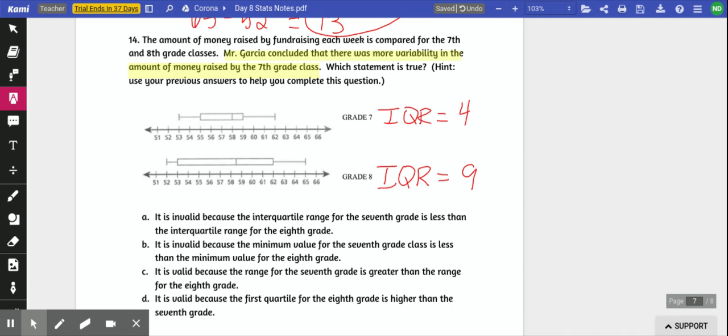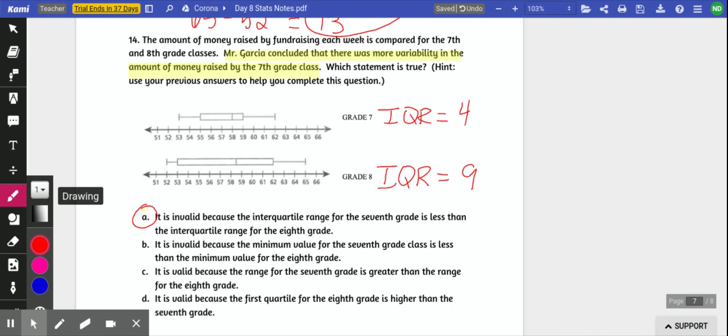Choice A says it is invalid because the interquartile range for the 7th grade is less than the interquartile range for the 8th grade. And that's absolutely correct. Mr. Garcia is incorrect here because the 7th grade had a smaller interquartile range than the 8th grade. So their data is not more spread out. So choice A is our correct answer.